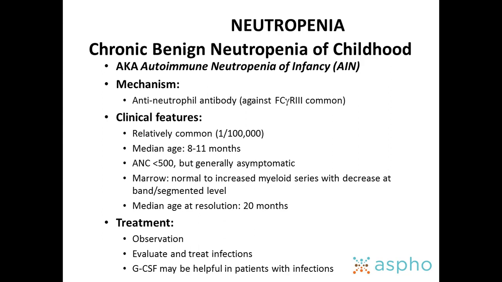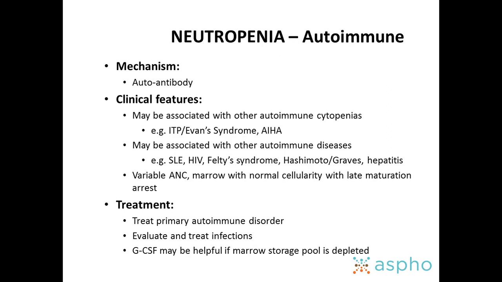If you look at the marrow, you're going to have increased myeloid series as the cells are trying to make up for the loss of peripheral neutrophils. And usually it goes away. Once the neutrophil antibody is identified, you can just support and observe. You can give GCSF in the setting of infection.